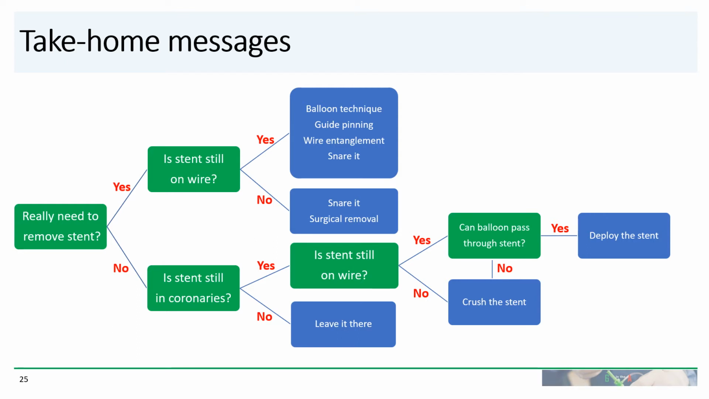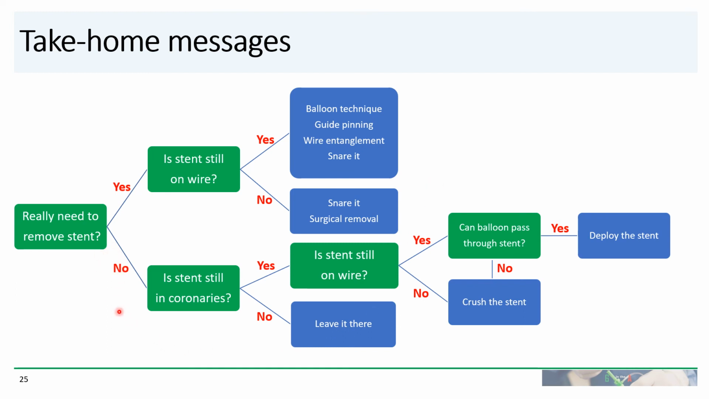So here are some take-home messages. If you're faced with a stent dislodgement case, keep this decision tree in mind. Ask yourself first whether you need to remove the stent. If you do, and if you still have wire access, then you can try using the balloon technique, the guide pinning technique, wire entanglement, or snaring it to try to get the stent out. If you don't have wire access anymore, then snaring or surgical removal are your only two options.